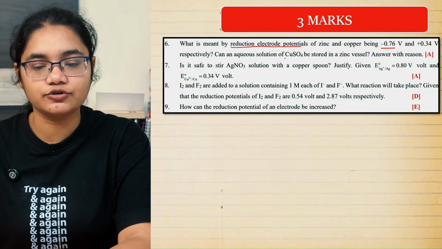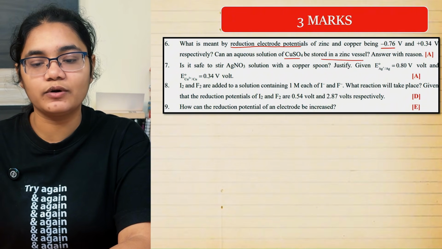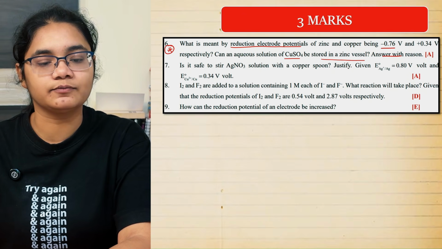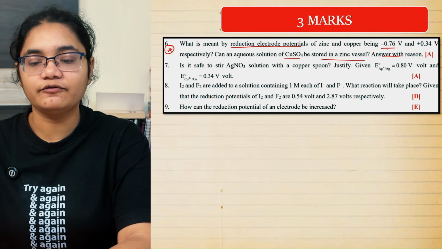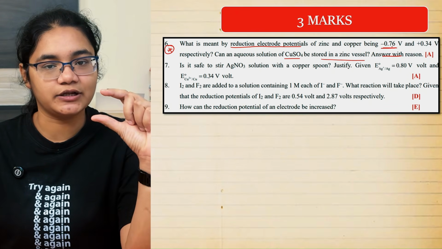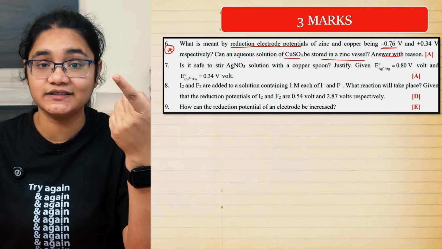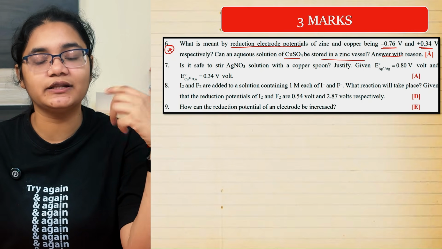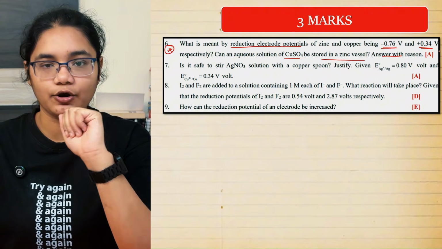Can an aqueous solution of copper sulfate be stored in a zinc vessel? Answer with the reason. This type of question is asked often, so please understand it first of all. Now, when you see a negative reduction potential, that means the element will undergo oxidation and not reduction. If the element has a positive reduction potential, that means it will undergo reduction and not oxidation.